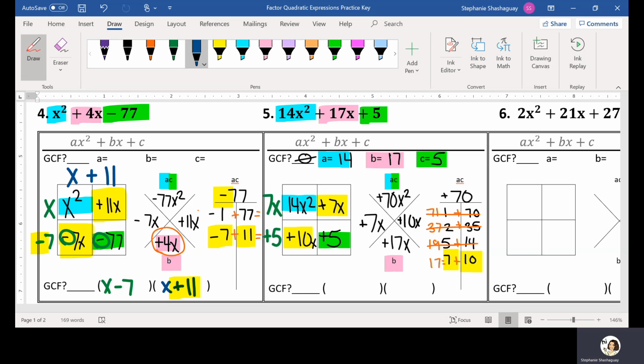14x squared plus 10x. Well, both are divisible by 2. So I'm going to pull out a 2x. And I can check my math right now. Does 2x times 7x give me 14x squared? Yes. 2x times 5 gives me 10x. So that checks out.